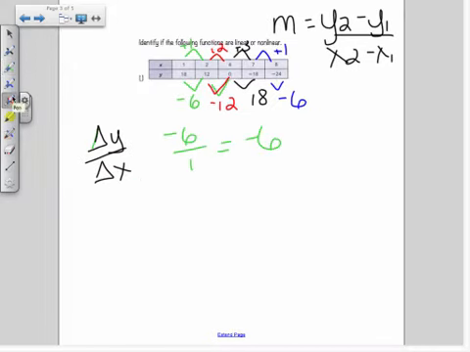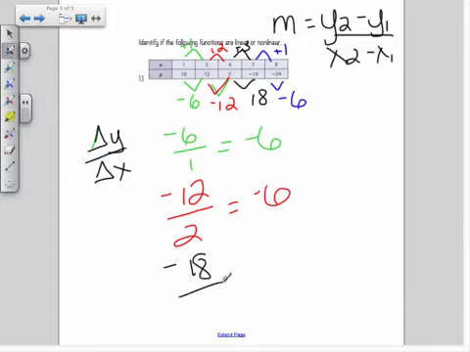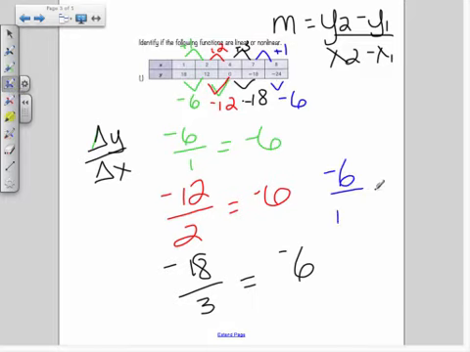Okay, I'm going to do the same thing with the next set of coordinates. So from (2, 12) to (4, 0), the change in y is negative 12. The change in x is 2, which is negative 6. The next one is the change in y is negative 18 over the change in x, which is 3. So if you look right here, sorry, this should be a negative 18 right here. Okay, so if you look at this right here, we've got negative 18, and then it's over 3. So I end up getting negative 6 again. And then let's do the same thing with the last set of coordinates. We ended up getting negative 6 over positive 1, which is negative 6.